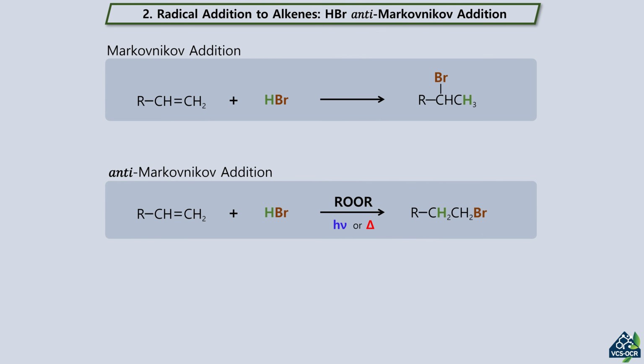Section 2. Radical addition to alkenes. HBr, anti-Markovnikov addition. When HBr reacts with an alkene in the presence of peroxides, the regioselectivity completely flips from the standard electrophilic addition to anti-Markovnikov addition. Let's see why through its three-step mechanism.